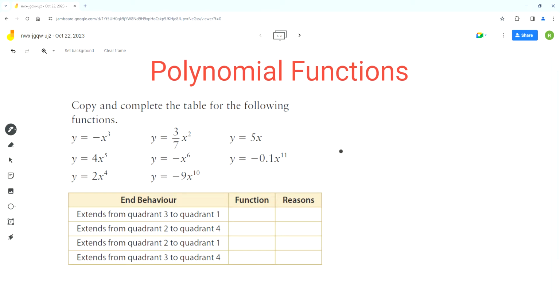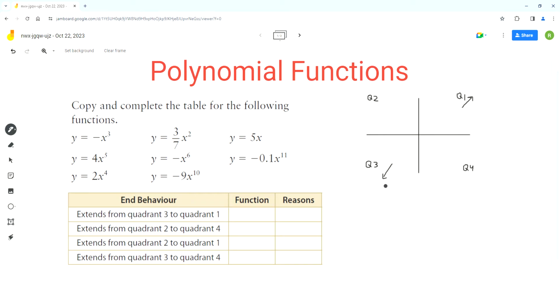First we can draw out the quadrants to visualize the behavior that's given. We know this is quadrant 1, this is quadrant 2, this is quadrant 3, and that last one is quadrant 4. Now the first end behavior is from quadrant 3 to quadrant 1. That means the graph on the left side is in quadrant 3 and on the right side is in quadrant 1.